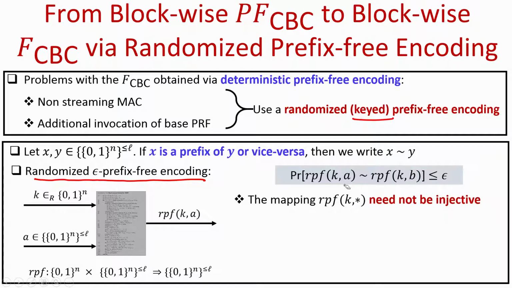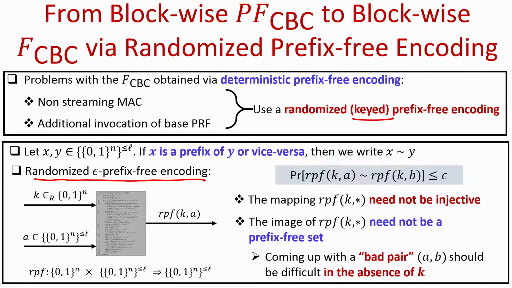The idea here is that if there is a computationally bounded adversary, and it does not know the value of the key k with which we are doing the encoding, then it is very difficult for the adversary to come up with a pair of inputs A, B consisting of up to l blocks, such that either encoded A is a prefix of encoded B or encoded B is a prefix of encoded A. That is the security requirement from this randomized epsilon prefix-free encoding.